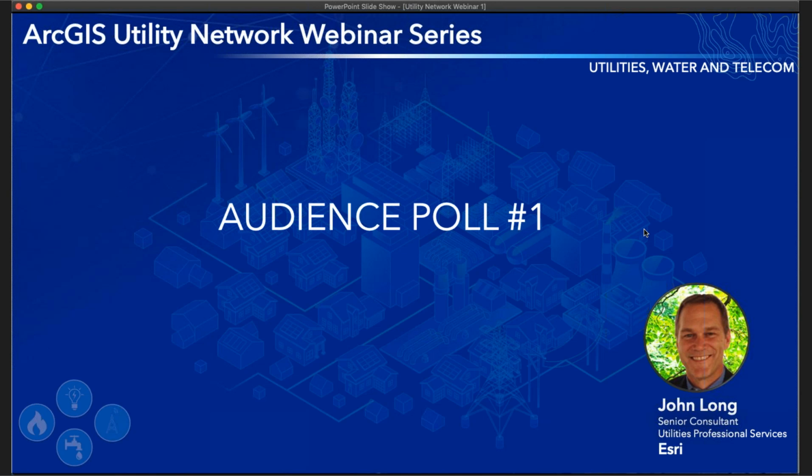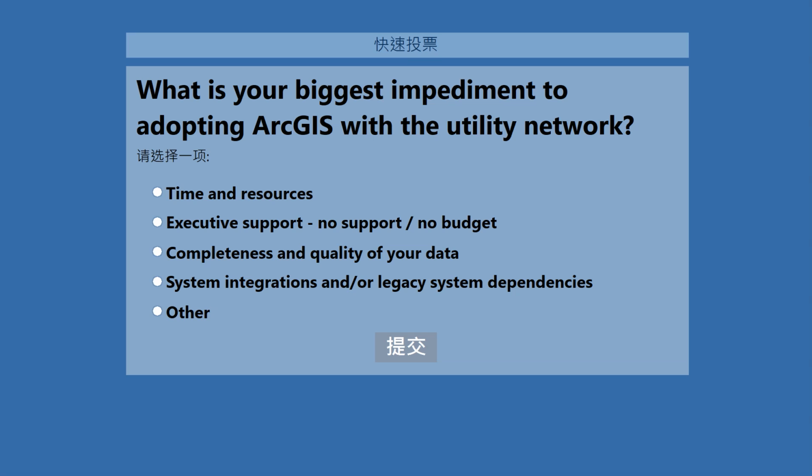Hello, everyone. My name is John Long. I'm a senior consultant and project manager for utility professional services at Esri, and I'm basically the poll watcher today. I'm excited about today's webinar because for many of you, this webinar should help you get started and chart the course to your utility network implementation. While I have had the opportunity to work on several utility network projects already, what I have seen is that the biggest hurdle is often the first one. So our first poll focuses on your blockers.